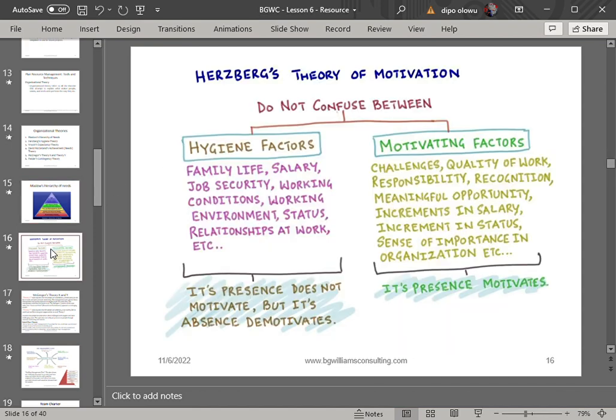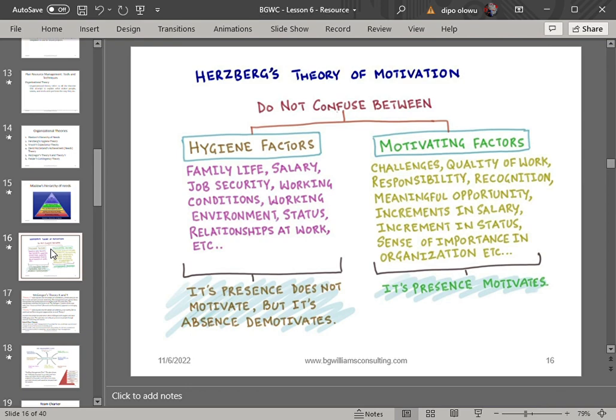Then the other theory is the Herzberg theory of motivation, and it was categorized into two, which is the hygiene factor and the motivating factor. What this guy is saying is that sometimes salary is not enough to motivate us, and salary and other things can be referred to as the hygiene factor. What does it mean? What is a hygiene factor? Let me look for a practical example. A hygiene factor in a nutshell is like, let's look at your place of work, for example.